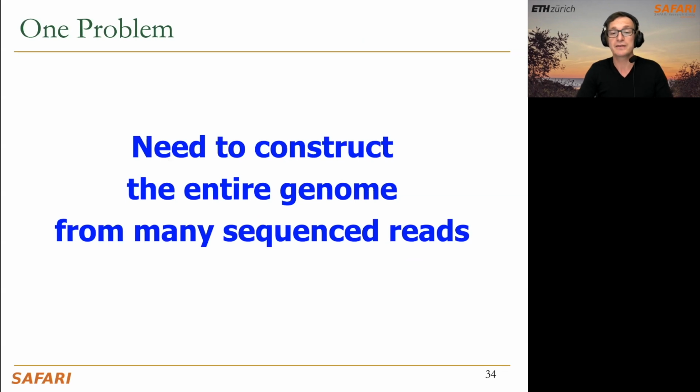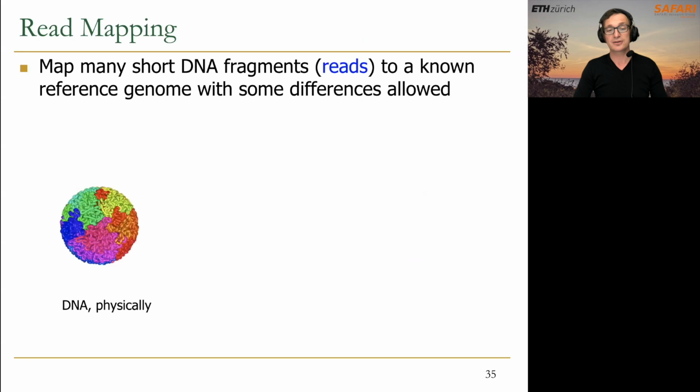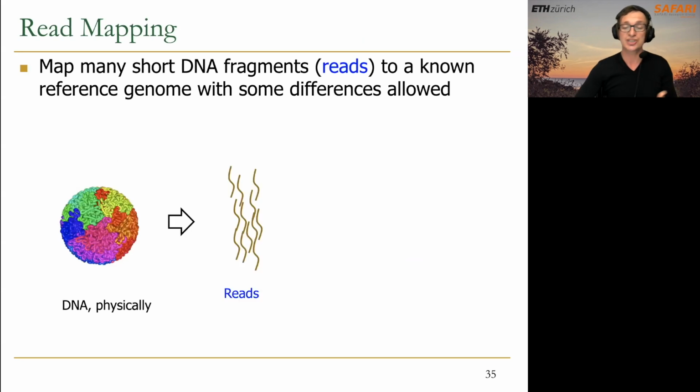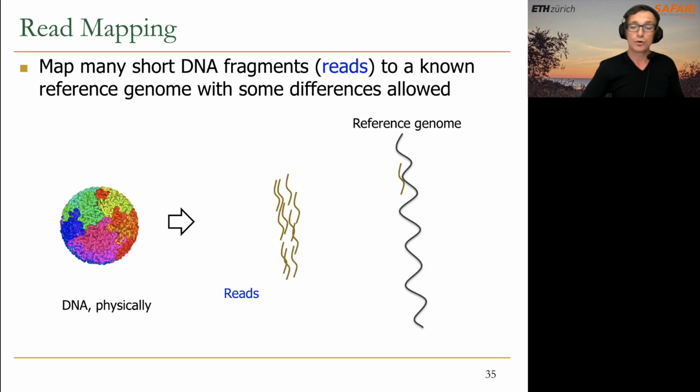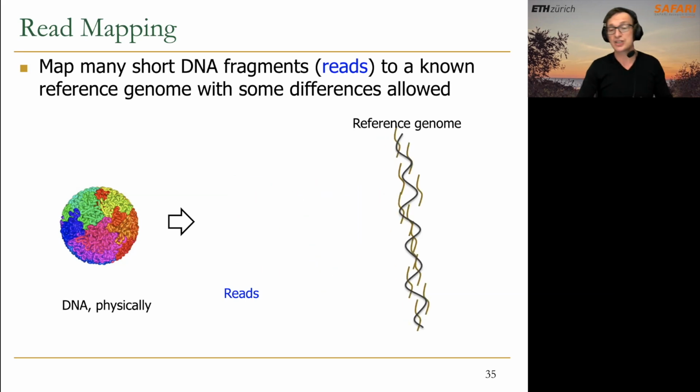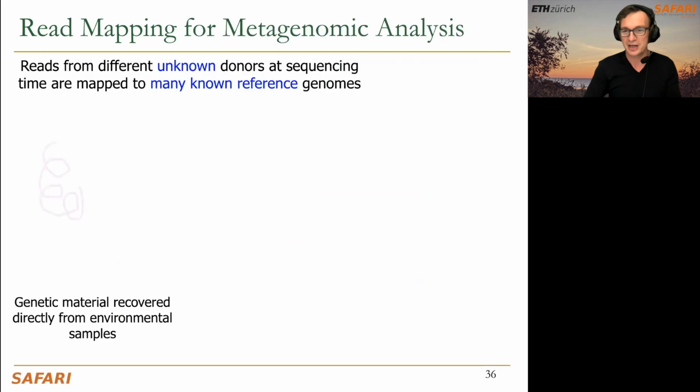Basically, we need to reconstruct the entire genome from many sequence reads. And this basically looks like this. You have physical DNA like this. You chop it into pieces, you get reads, and then you need to map these to a reference genome or somehow reconstruct a reference genome through assembly techniques. I'm not going to go into a lot of detail, but there's a lot of algorithmic work.